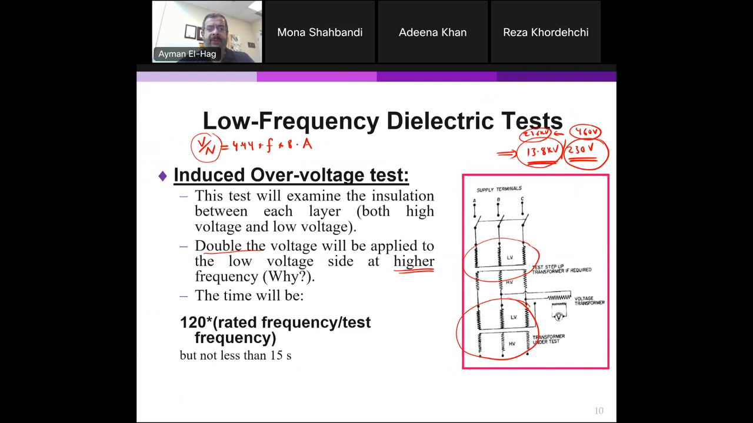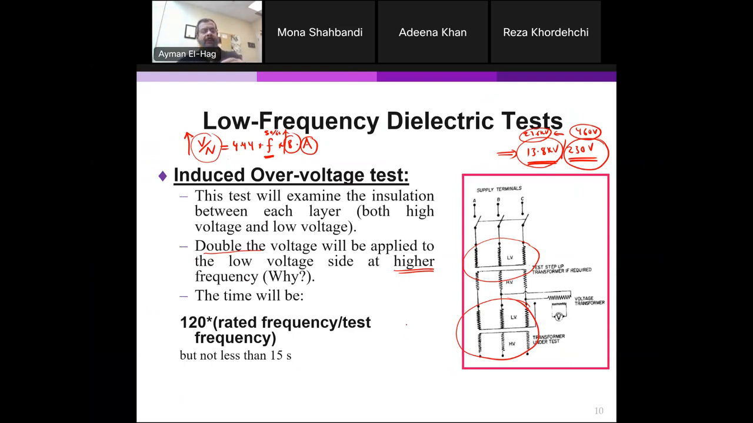Now, why we increase the frequency is from this formula, because if I double this, and everything else is the same, if I leave the same frequency of 50 or 60 hertz, and the cross-section area, this is the cross-section area of the core of the transformer, of course that doesn't change, this is fixed. So the only thing that will be doubled is the flux density as well. And what is wrong with that?